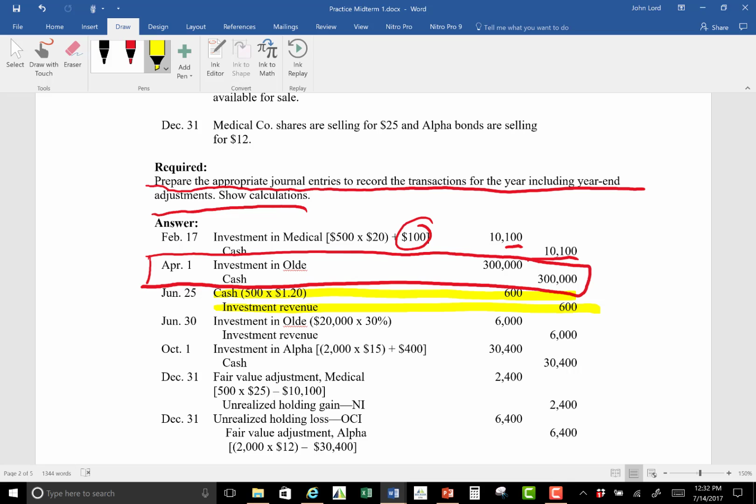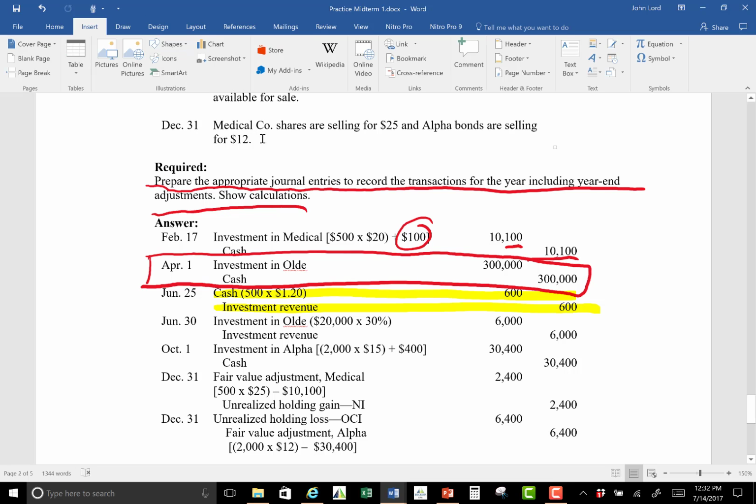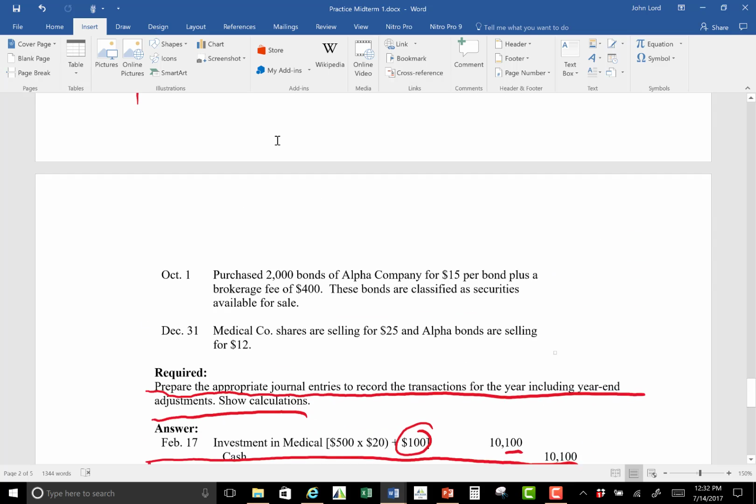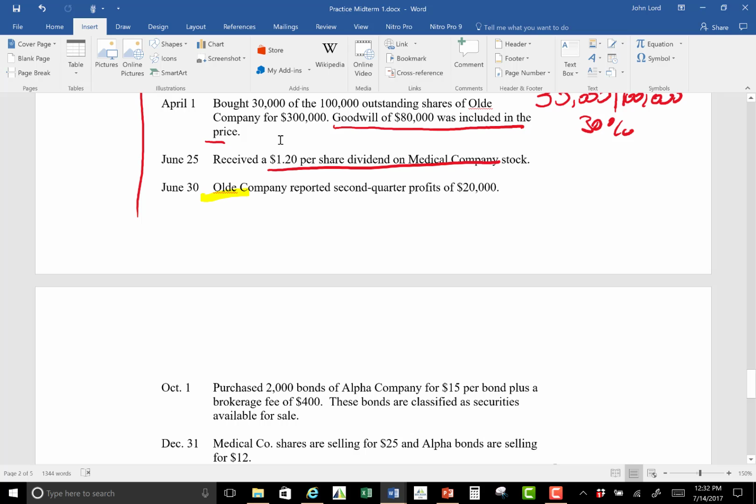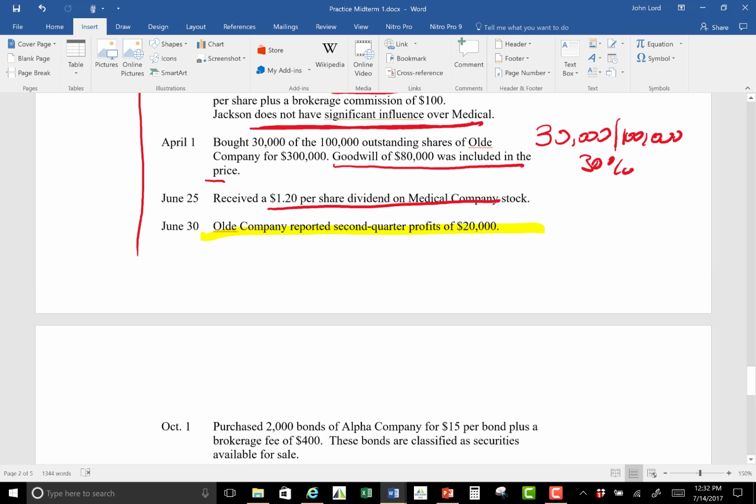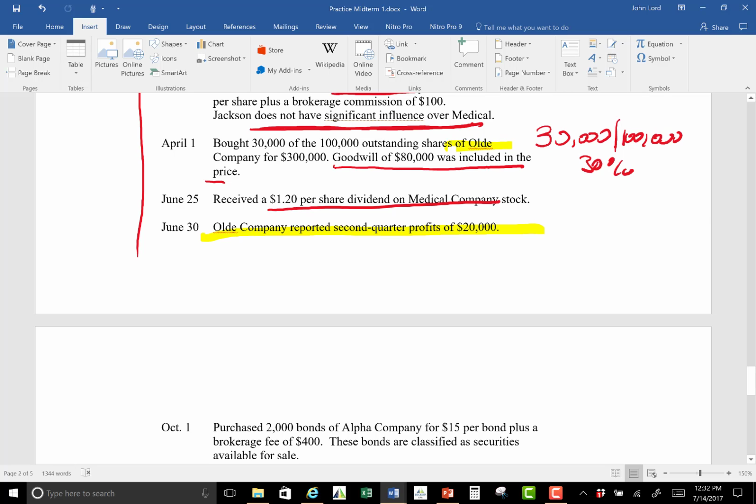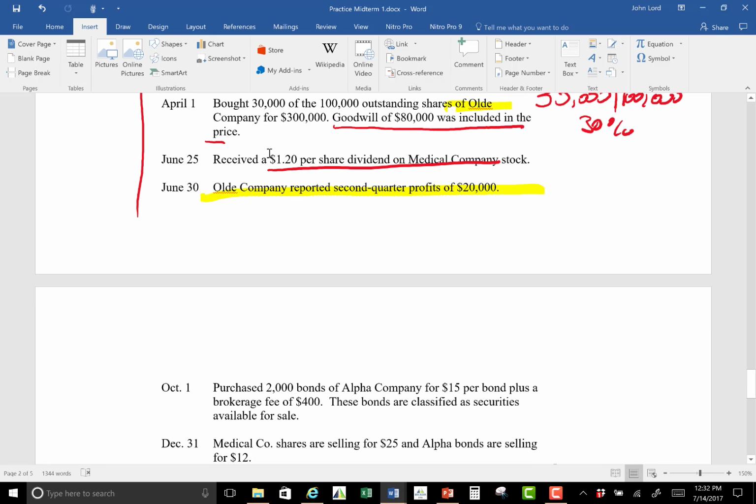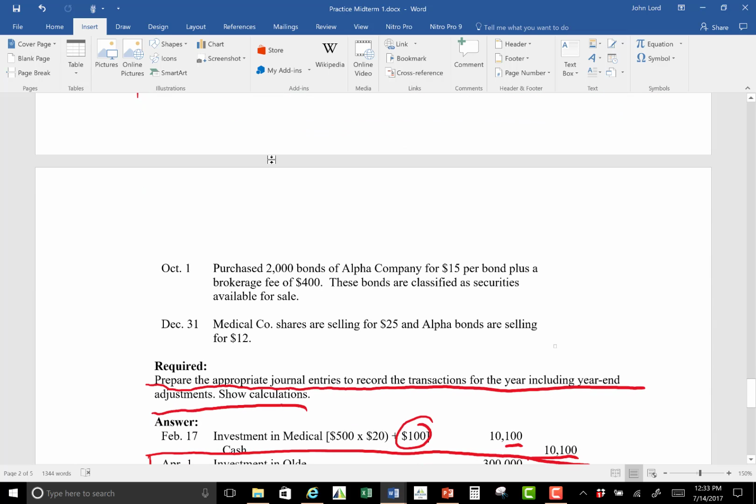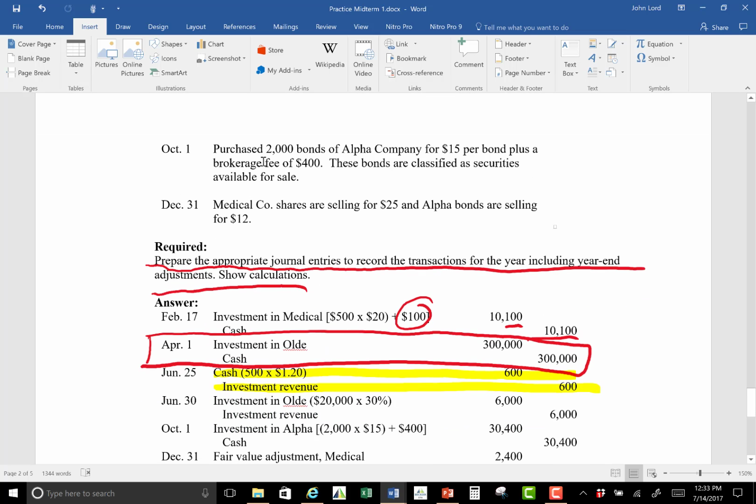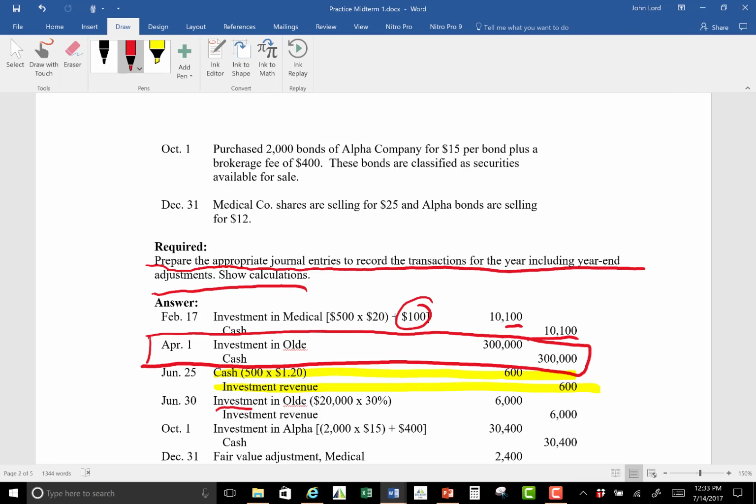Okay. Then you come over and they want me to deal with this June 30th transaction up here. It says Oldie Company reported second quarter profits of $20,000. Now remember, Oldie Company is the company that we just bought 30% of, and they reported second quarter profits of $20,000. Does any of that belong to me? Belong to 30%, right? So they simply take that $20,000 and they debit the investment account and credit the investment revenue, not 60, but 6,000 for our 30% of the 20.